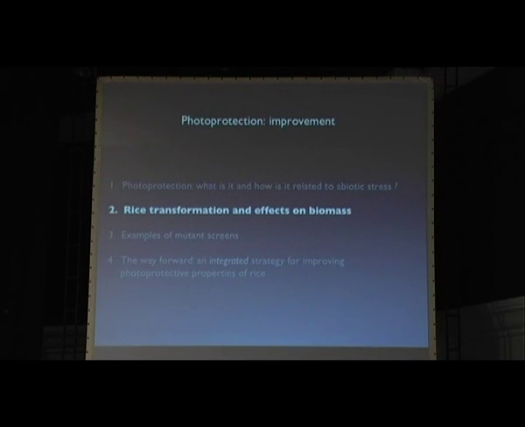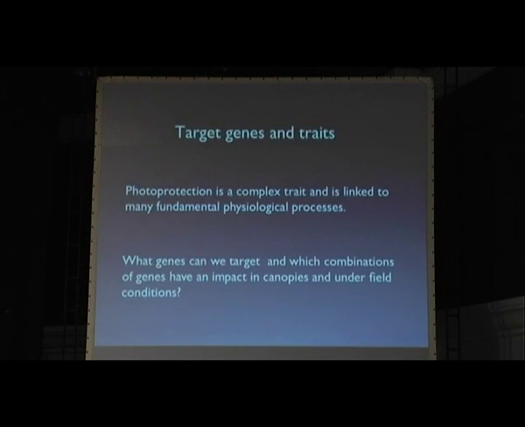So we wanted to do some genetics, and we started off with some transformation work and looking at its effects on biomass. We know photoprotection is quite a complex trait, and linked to many fundamental processes. So we questioned what genes we can target, but also what combinations of genes we require to have an impact at the canopy level and under field conditions.